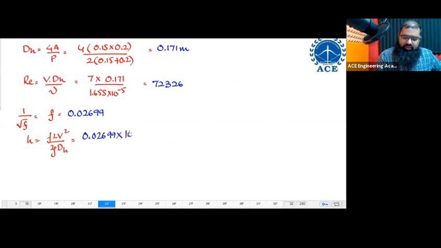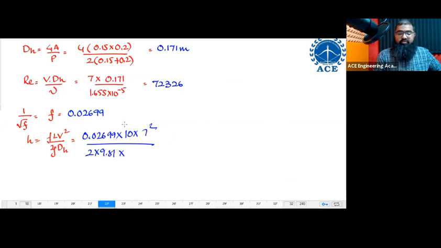0.02699. Length is equal to 10. Velocity is equal to 7. 2 into 9.81. D hydraulic is equal to 0.171. Use this value of f and get me the answer for head loss. Please be quick.